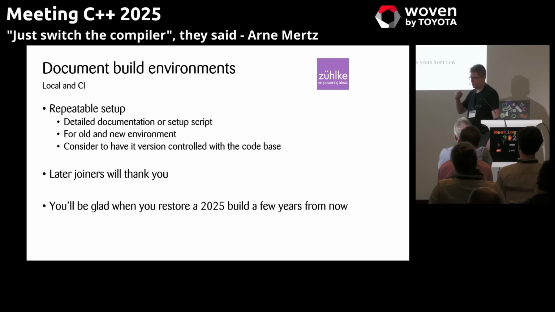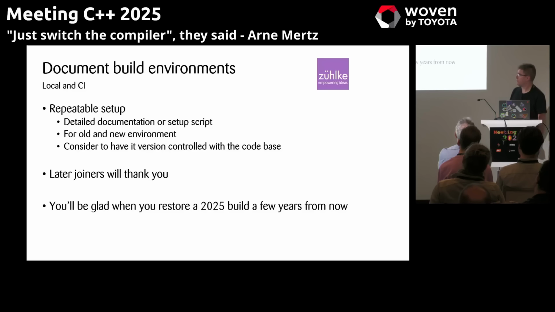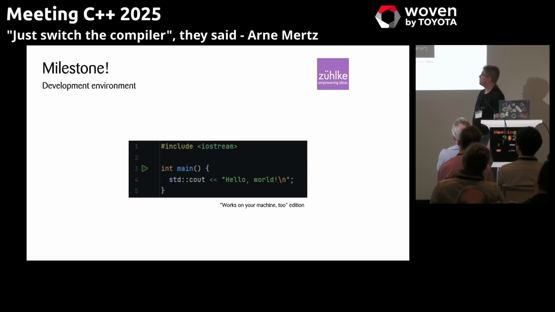And having these documented and repeatable as a setup is great if, like, 2 years from now, someone tells you, well, we have a bug, and you figure out, well, this bug is back then in 2025 already, so in the old compiler. So we have to recreate that build to actually maybe debug it and stuff like that. Great, new milestone. Works on everyone's machine now.